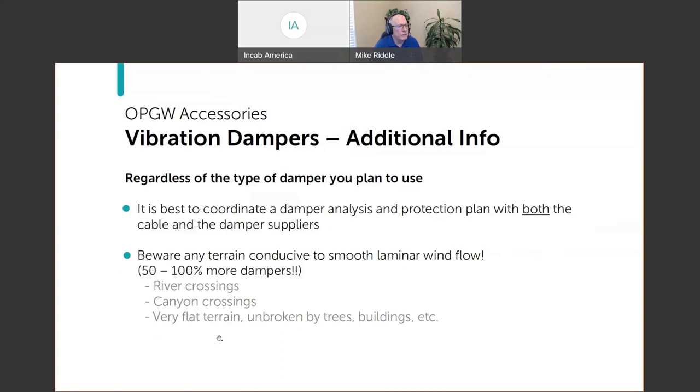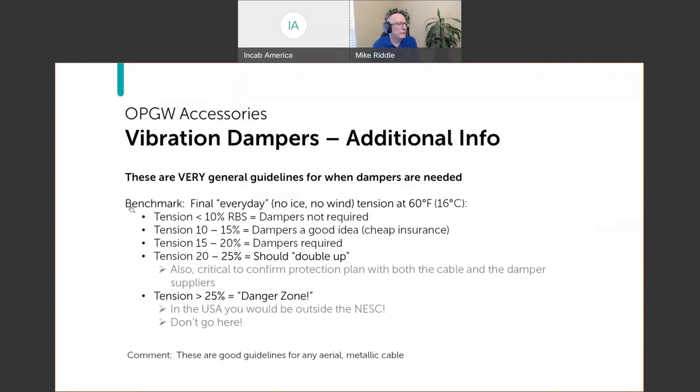You also need to be aware that there are some terrains and some conditions, we'll get to the conditions in a minute, but there is some terrain that is more conducive to the smooth laminar wind flow that you need to have aeolian vibration, and in particular for aeolian vibration to be a big problem. You need this smooth laminar wind flow. And that's going to require you to use more dampers. It could be 50% more, it could even be double the quantity. So river crossings, canyon crossings, and any terrain that's very flat with nothing to break up the wind, like trees or buildings.